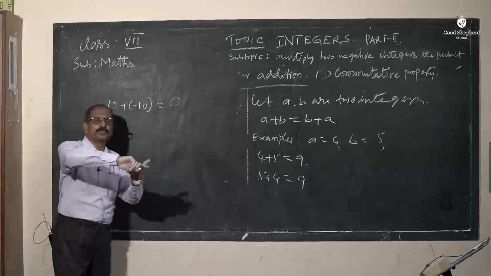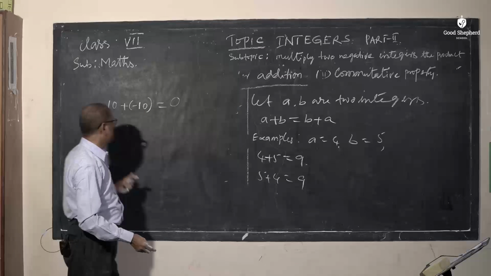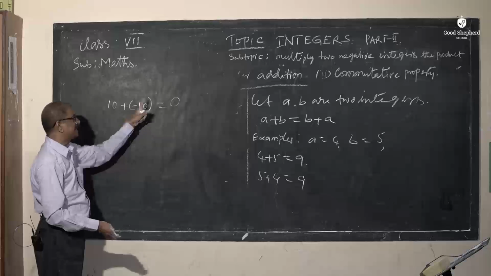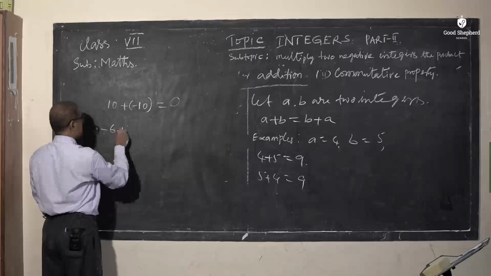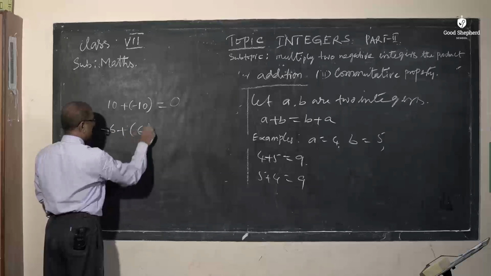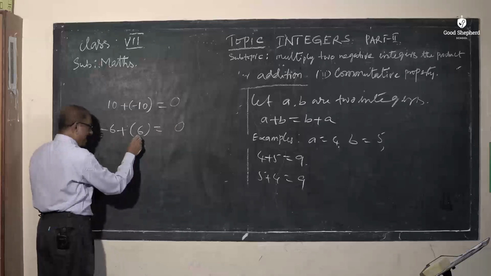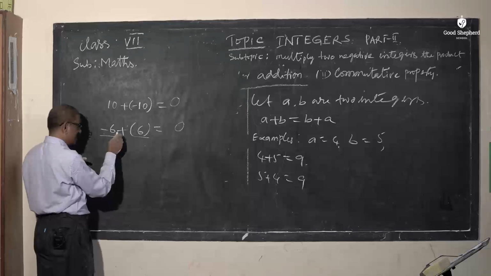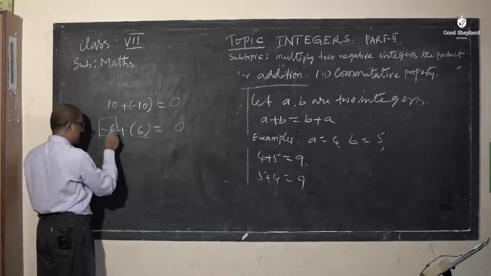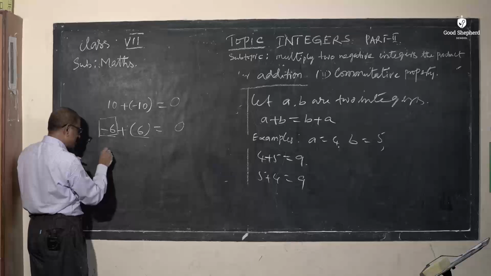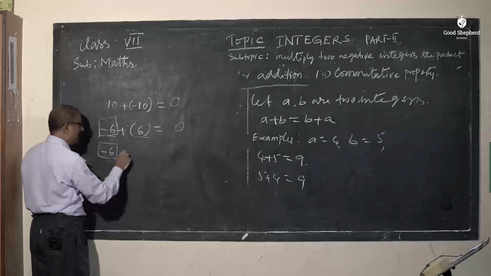It's very simple. The opposite of a positive is a negative sign. The additive inverse of plus 10 is minus 10, and their sum becomes 0. For minus 6, it's plus 6, and the sum is 0. So the additive inverse of 6 is minus 6, the additive inverse of plus 6 is minus 6, and the additive inverse of minus 6 is plus 6.